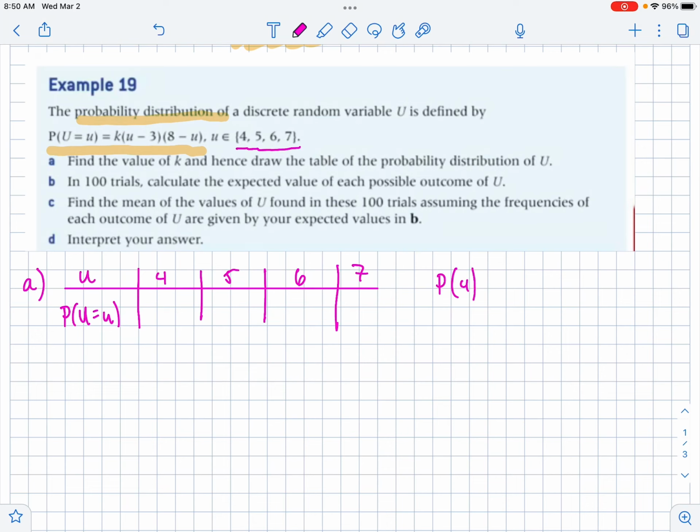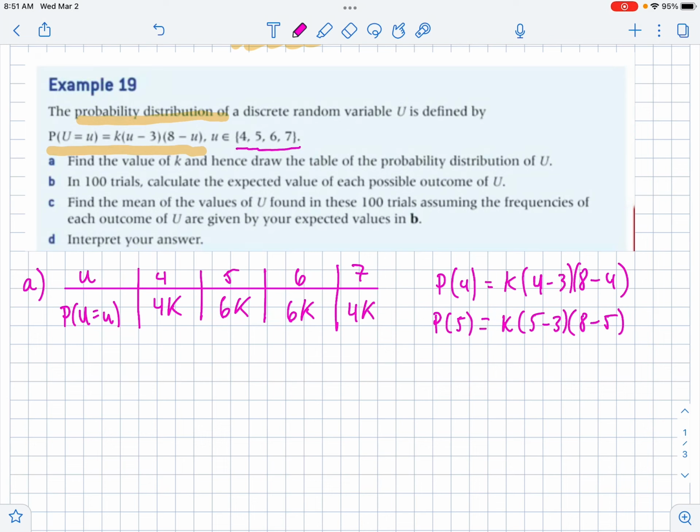So if you put P of 4 into it, you get K times 4 minus 3 times 8 minus 4. So that becomes 1 times 4, which is K, times K, which is 4K. So 4K is the probability. If you do the same thing, if you plug 5 into all those spots, so K times 5 minus 3 times 8 minus 5, I believe this will be 6K. If you plug 6 in, you should get another 6K, and then if you plug 7 in, you get another 4K.